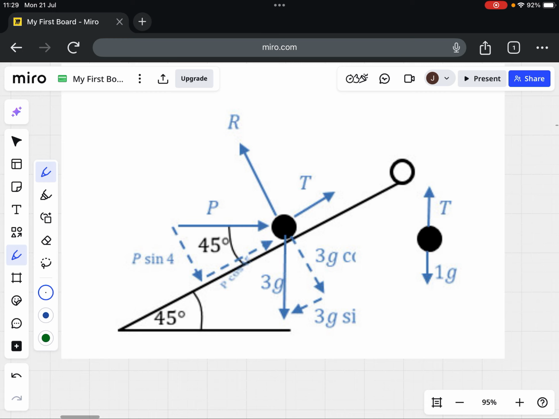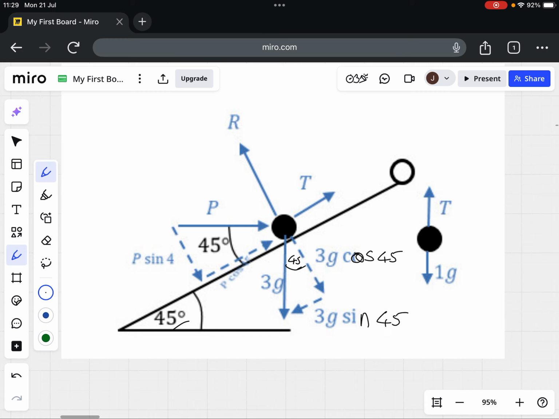So I've got 3G down. Let's finish these off. Let's sort this diagram out. So that's 45. Remember we said that this angle always matches this angle here. I've got 3G straight down. What would I do with it? Well, this is the adjacent side, so it's cos, and it would be 45, wouldn't it? Underneath here, this is opposite the angle, so this is 3G sine 45.